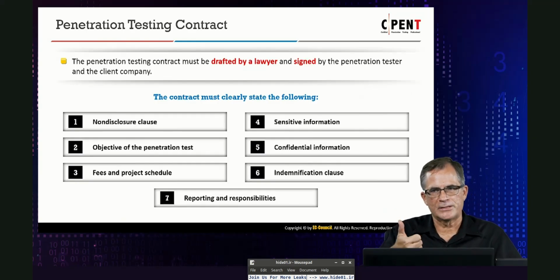Your contract: the non-disclosure clause, the objective of the pen test, the fees and the project schedule, right? Sensitive information, what we're going to do with sensitive and confidential information, the indemnification clause, and reporting and responsibilities. All these are different types of things.